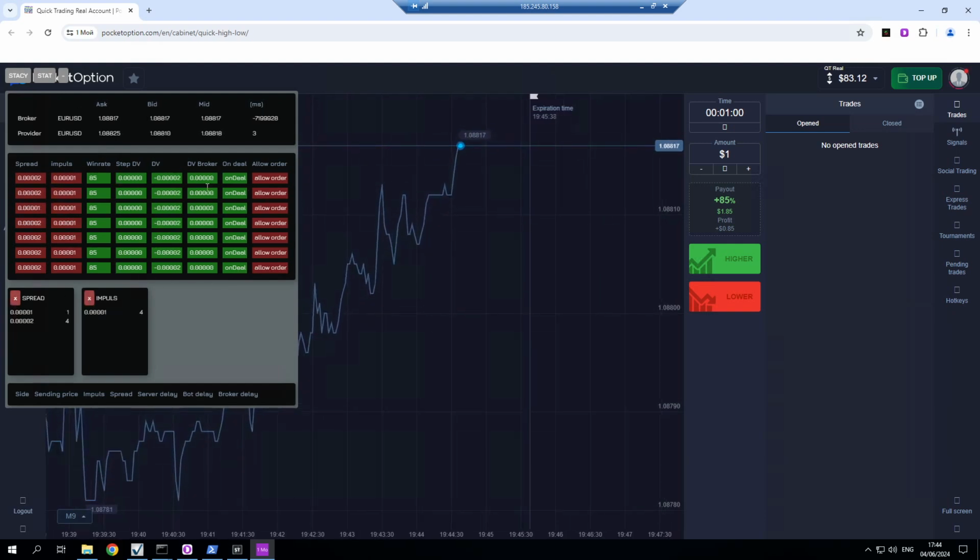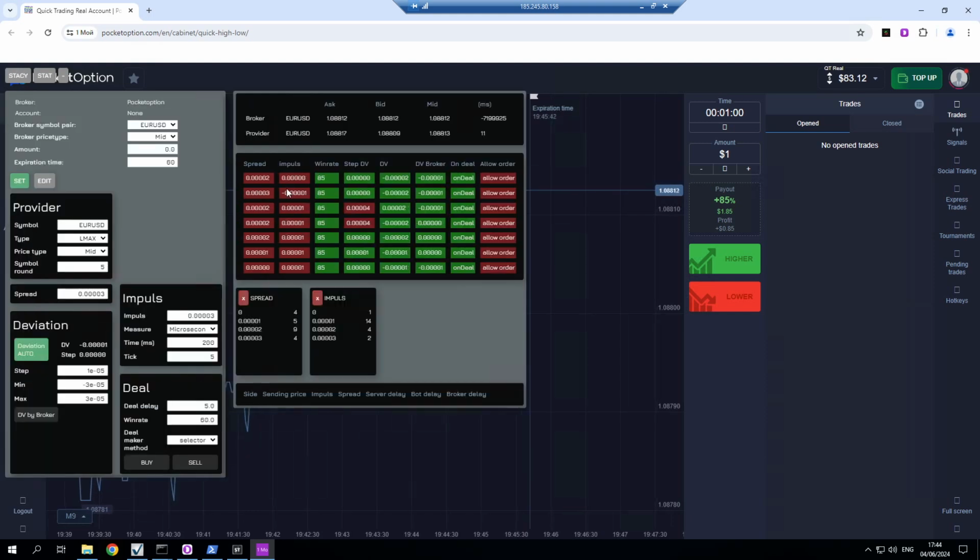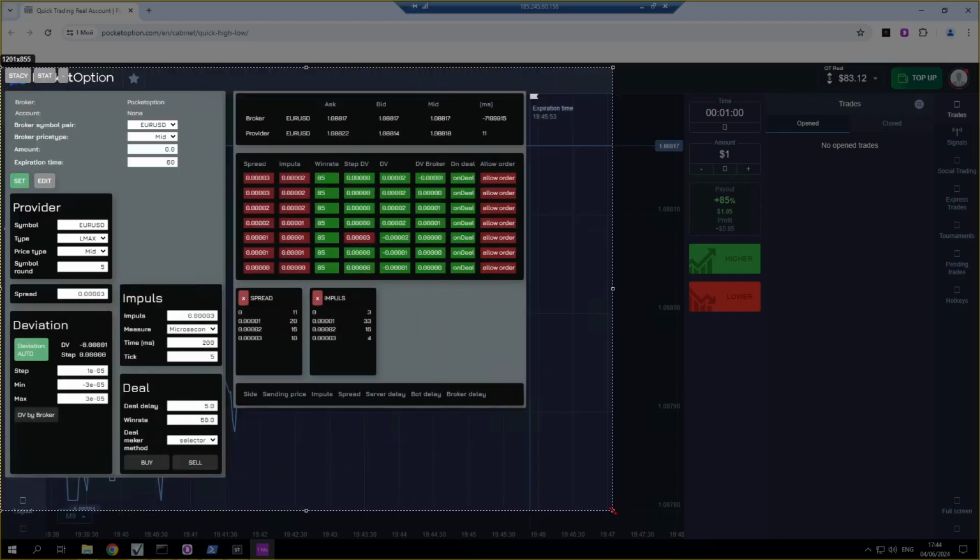What is the significance of this particular moment? This visually appealing block of various colors illustrates the settings we have implemented in order to engage in a trade. If a setting is highlighted in green, it signifies that these particular settings are suitable for our purposes. Let us examine what this entails.